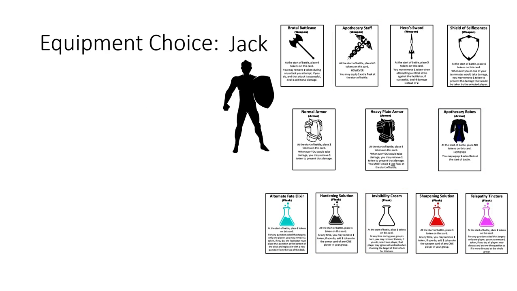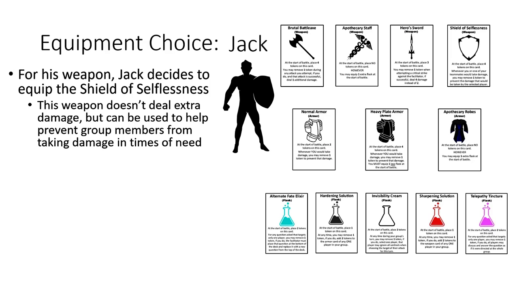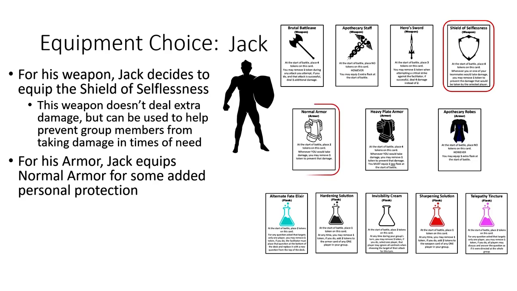For our third player, we'll call him Jack. Jack decides to go with the Shield of Selflessness, which is a weapon, but is defensive and allows him to sort of intercept damage that another player would take, almost as if his weapon is armor for anybody in the group. So it's a very selfless, group-defending sort of choice to make. For his own armor, he decides to take normal armor for just a little bit of added personal protection. It's always a good choice.